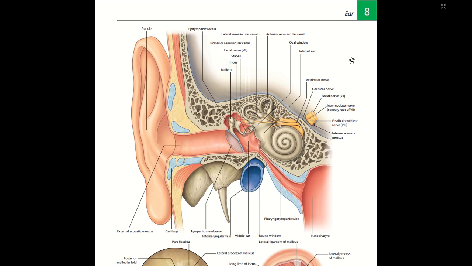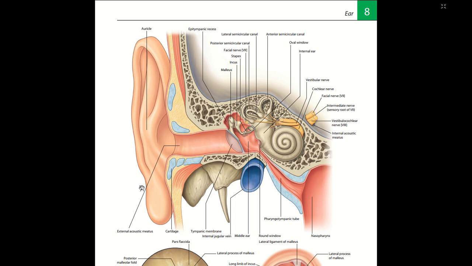So we're going to talk about the ear, the orientation, the structures that are found in your ear. We know the ear is a special organ for hearing and maintaining balance. You're going to discover that the ear is divided into three: your external ear, your middle ear, and your internal ear.